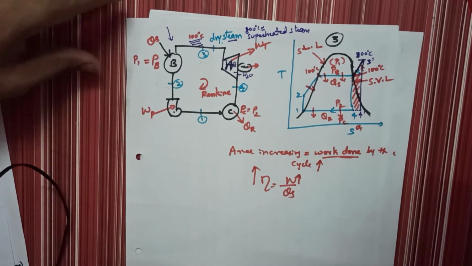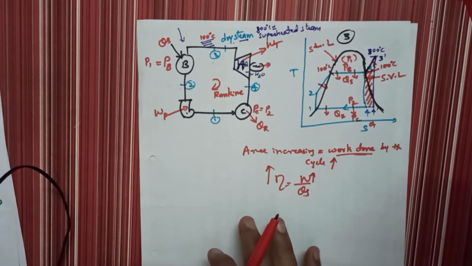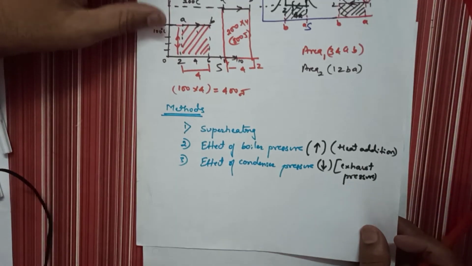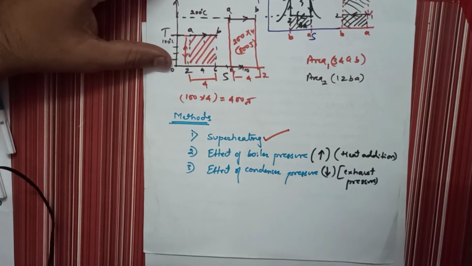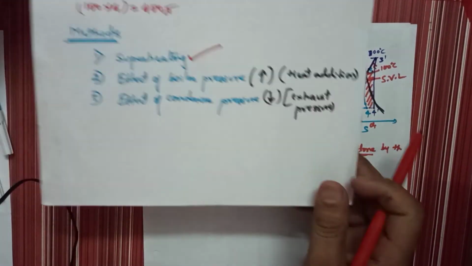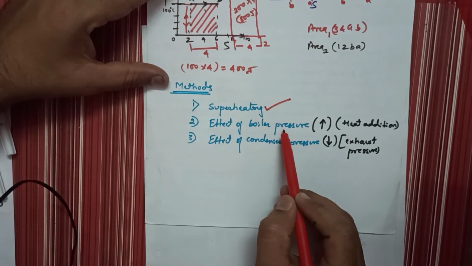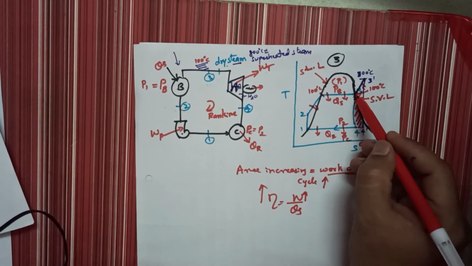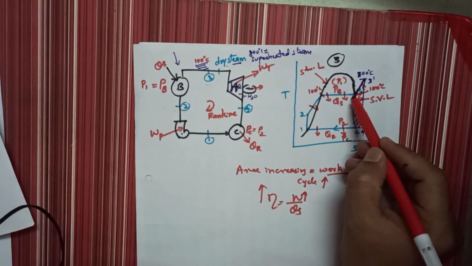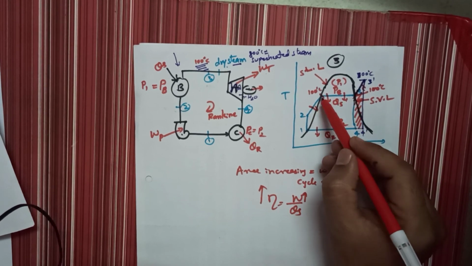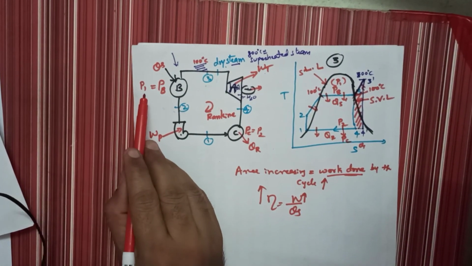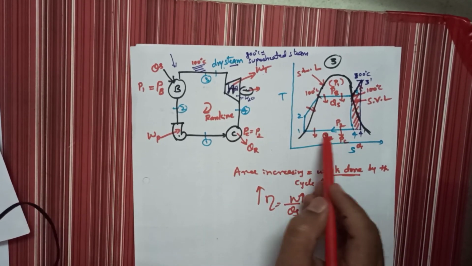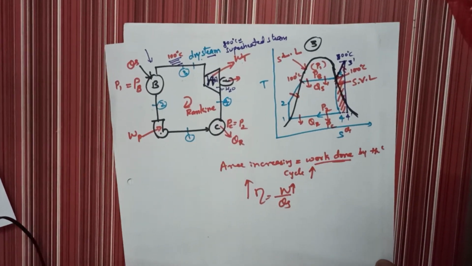Okay. So this is superheating, the effect of superheating in the Rankine cycle. So the first method is over, superheating. Then come back to the second method, effect of boiler pressure. And dear student, during superheating, I have not changed the pressure in the boiler. Pressure in the boiler is constant, that is P1. And we have not changed the pressure in the condenser, that is also the same. We have not changed pressure in the condenser as well as the boiler.